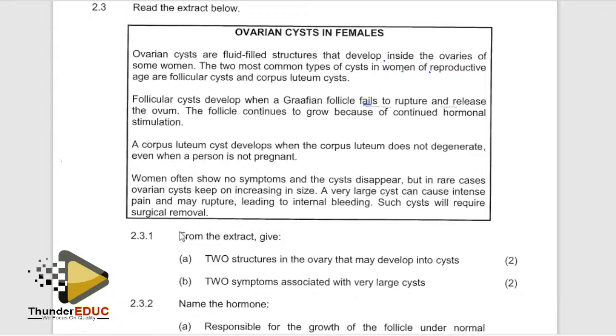All right, number 1. Identify from the extract the two structures that may develop into a cyst. So we say that this is causing it to have a follicular cyst and the corpus luteum cyst. So we talk about the Graafian follicle and the corpus luteum. Those are the two answers we are talking about.